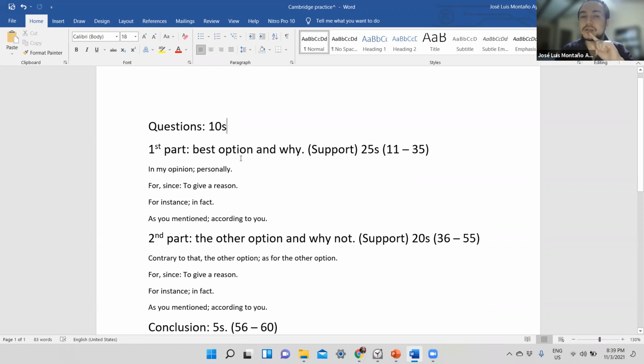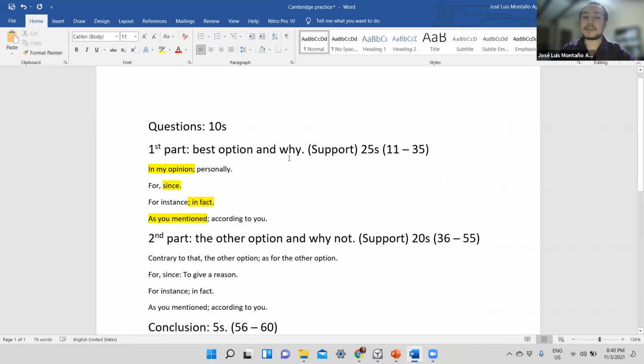The first part is to talk about the best option and why it is the best option with supporting ideas. So you're going to use these expressions, please. I'm going to mark the ones. Of course, you can use any of those, but we're going to practice with 2 activities, right? So right now, you're going to work with these ones. All right, in my opinion, this is not here, you don't need that one. Then you're going to use 4, okay, not since, actually. We're going to mix that a little bit. In fact, to give examples, all right, and as you mentioned.